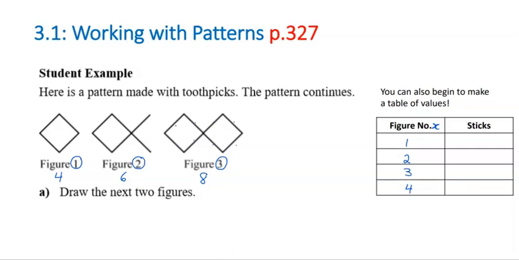The number of toothpicks or sticks that we have is 4 in figure 1, 6 in figure 2, 8 in figure 3, and we can predict what's going to happen next. We know we're going to have 10 because we have a +2 pattern. So our brain is wired pretty well to notice patterns for numbers. We've got a +1 pattern for x and a +2 pattern for our toothpicks or our y.